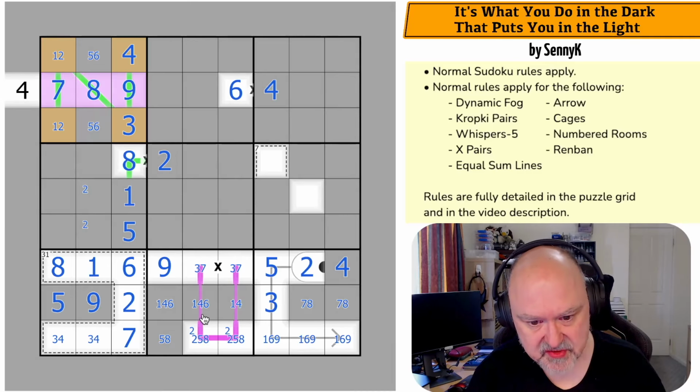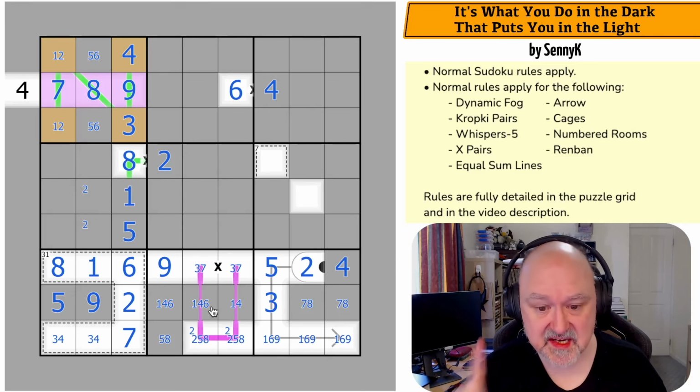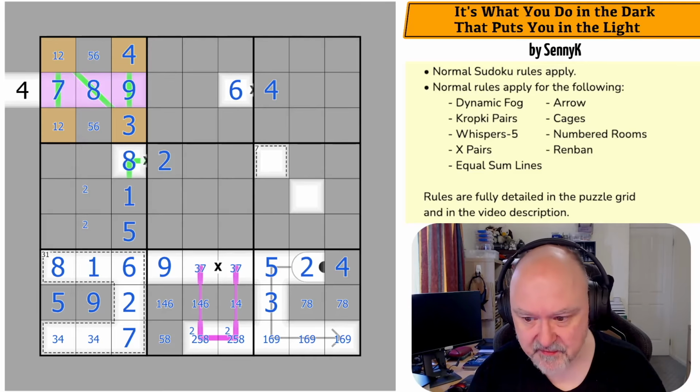This can't enter here and stop and enter here and stop. They'd be 2 Renbans sharing a cell. And it can't branch, so this line can't do that. So the setter has already taken that into consideration. This is the shape of that line.